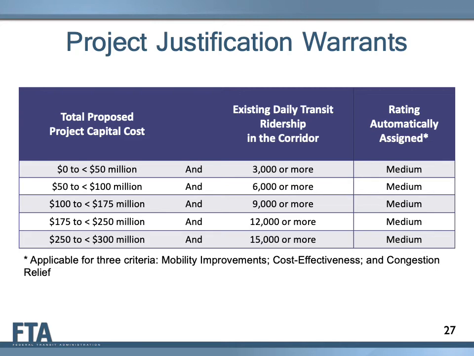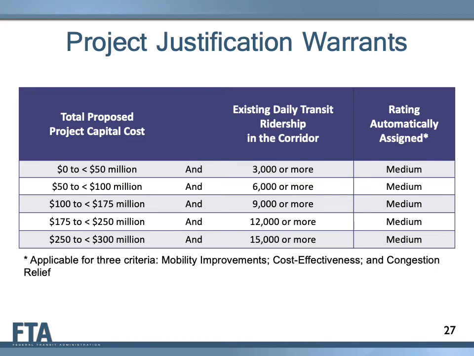that there are at least 3,000 existing transit riders in the corridor today. If the cost is between $50 and $100 million, the project sponsor must demonstrate at least 6,000 existing transit riders in the corridor today. If the cost is between $100 and $175 million, the project sponsor must demonstrate at least 9,000 existing transit riders in the corridor today.